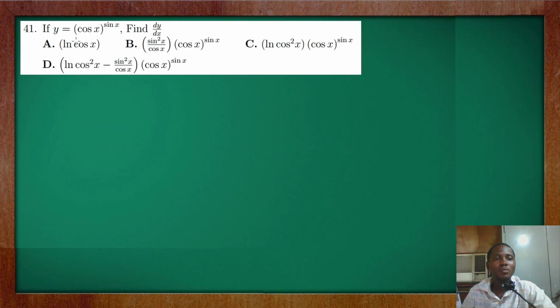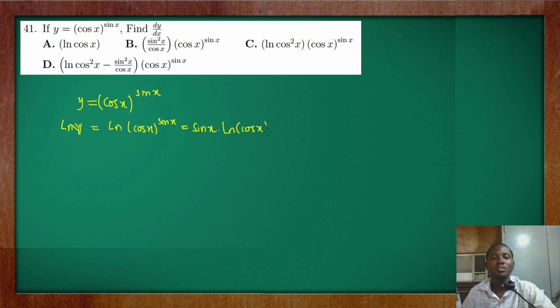In this question, they said if y is equal to cos x raised to the power of sine x, find dy dx. So here we are given y equals cos x raised to the power of sine x. Okay, so if I take the ln of both sides, that means I have ln y equals ln of cos x raised to the power of sine x, which is still the same thing as what? Sine x multiplied by ln of cos x.